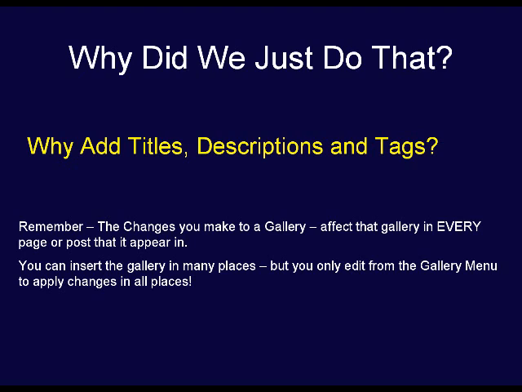So this slide just goes over really quick and just explains why we do that, again, because the search engines read the titles and tags and the descriptions. And remember, the changes you make to a gallery affect that gallery in every page or post that it appears in. A gallery is created in the gallery section, and then you call for the gallery in a web page or a post to show that gallery. So if we have that gallery displaying on 100 different web pages, we make one change to the gallery, it's changed in all those places. So when you edit a gallery, say you go in and change the title of a picture, it's changed wherever that gallery is displayed.